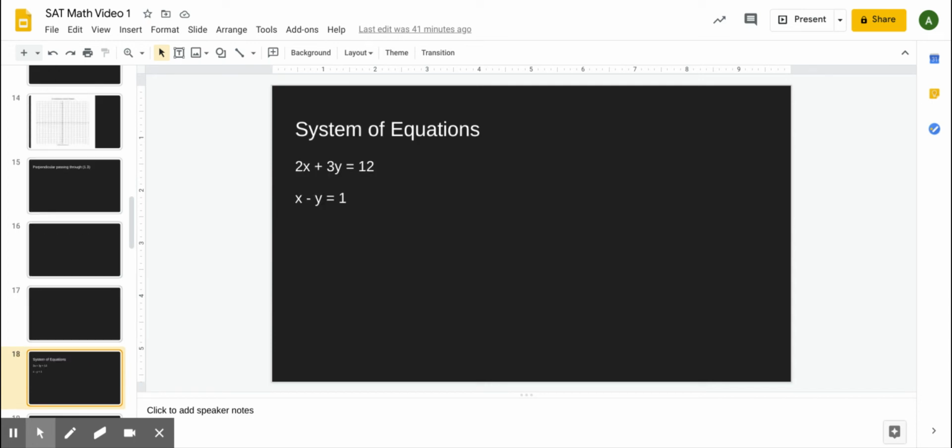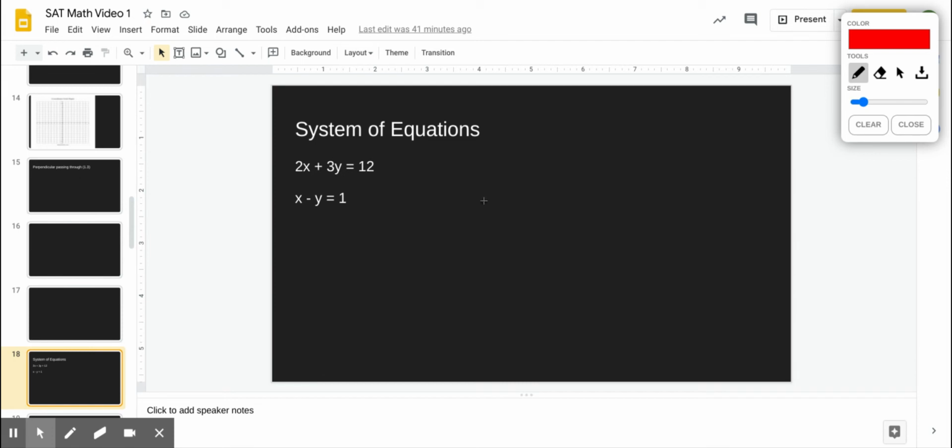So now let's talk about system of equations. With system of equations, you can do either the elimination method or the substitution method, whatever you think works for you. Let's do the elimination method first, and then I'll do one with the substitution method.